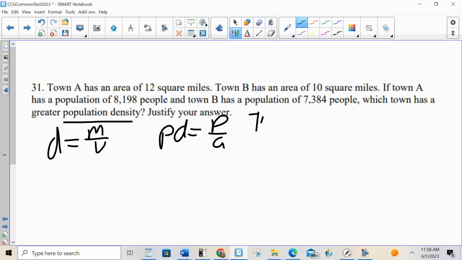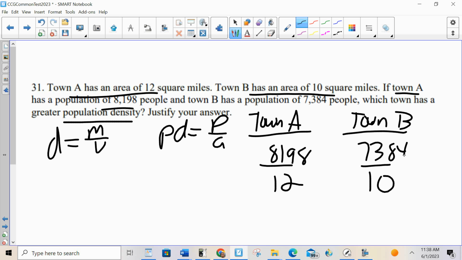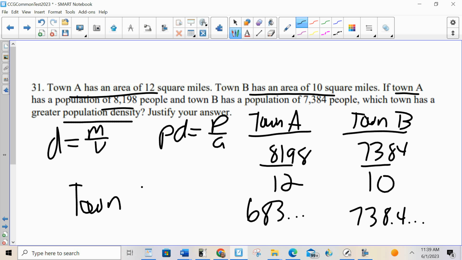So I've got town A. I've got town B. You may need to calculate the area, but this one is given to you. Town A has an area of 12. Town B has an area of 10. Town A has a population of 8198. Town B, 7384. We divide them. Let's see if I can just find my sheet. Yep. So I got for town A, 683 dot dot dot, and 738.4 dot dot dot for town B. Town B has a greater population density.